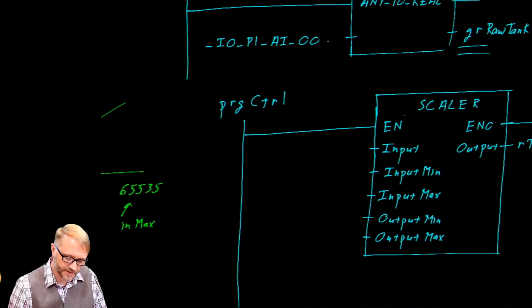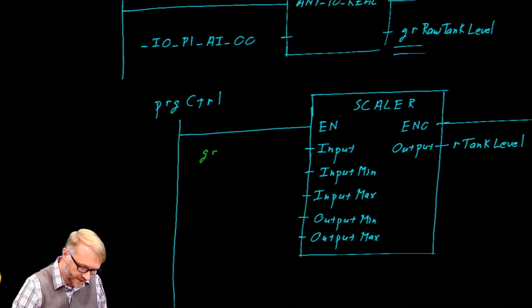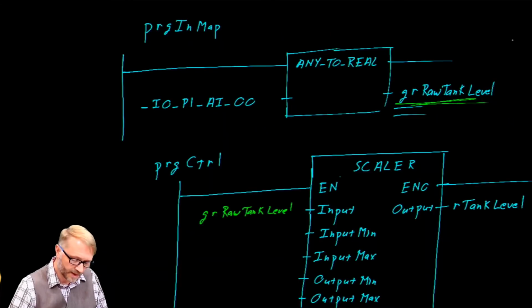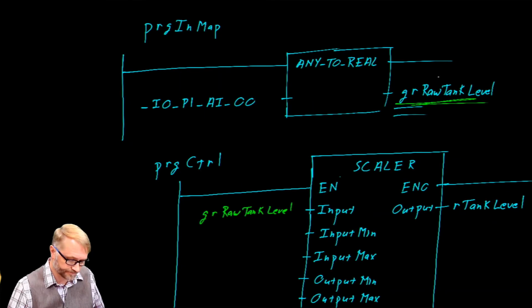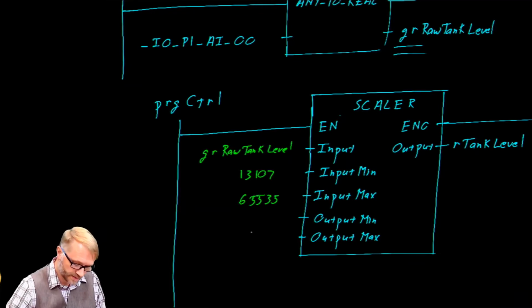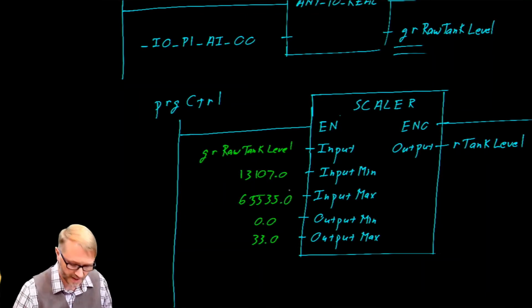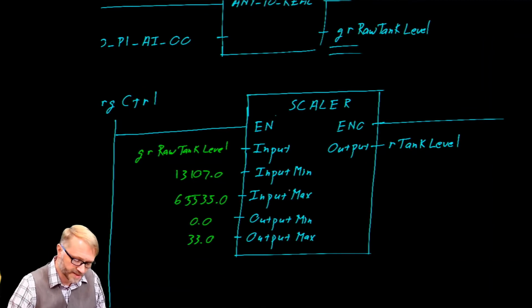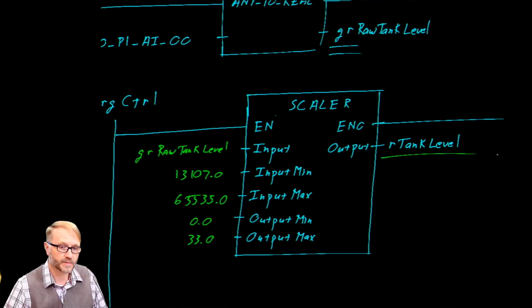And now we can go over here and add those values. So our input is GR raw tank level, which we got right here. By the way, remember the scalar works on type reals. That's why we needed to put this as a type real here. Input min, I believe we said that was 13107. Input max, 65535. Our output min is 0.0, and our output max is 33.0. I believe you got to put zeros here as well, because these are all type reals. And when all is said and done, we'll have our tank level going from 0 to 33 feet.